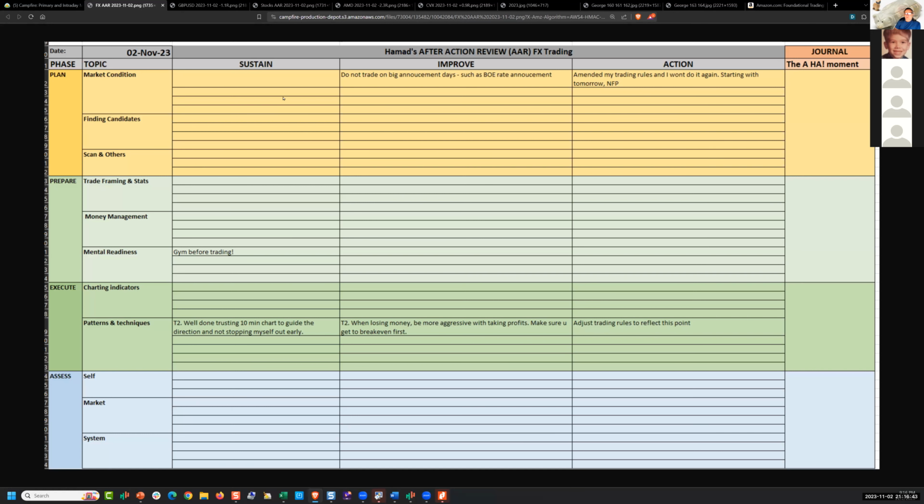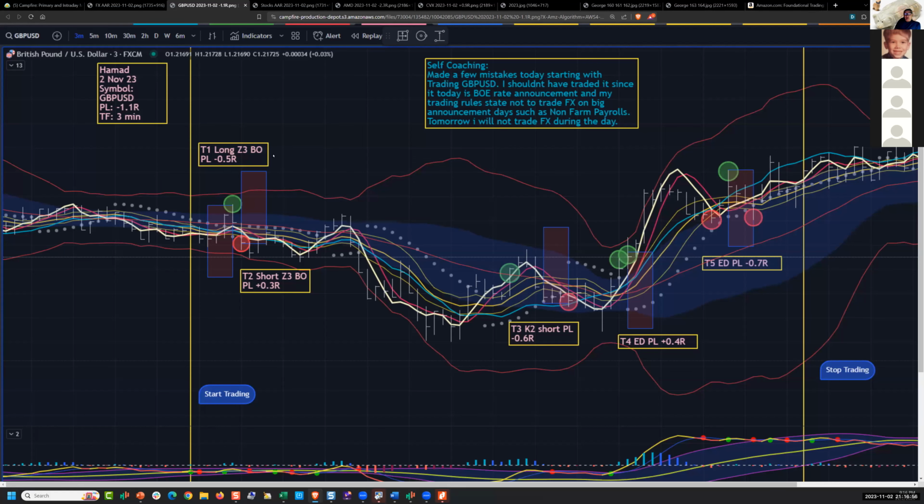All right, so this was Hamad's AAR sheet, documenting lessons and committing to actions in the moment. The point is, we need to be short here and take advantage of that short move, and then we'd be in the money for the day.